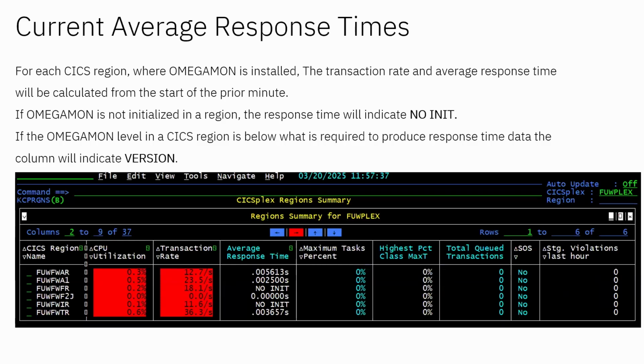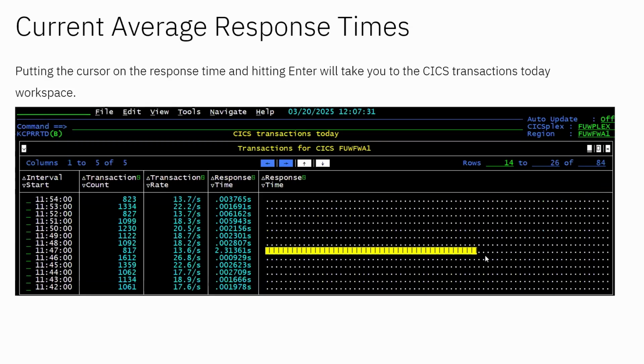So average response times, as I said, we made some changes to the average response time. If you look at a region level where OMEGAMON's installed, we'll give you an updated view, and the calculation is more accurate for the transaction rate and average response times. The rates will be calculated from the start of the prior minute. So these are minute per minute updates rather than from when the region started, which can be quite confusing. Okay, next slide, please, Dan.